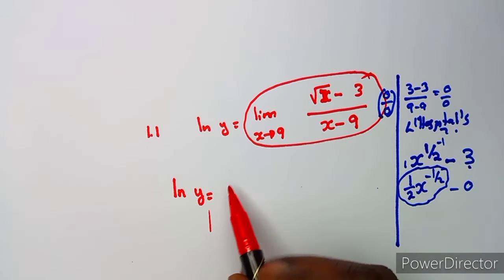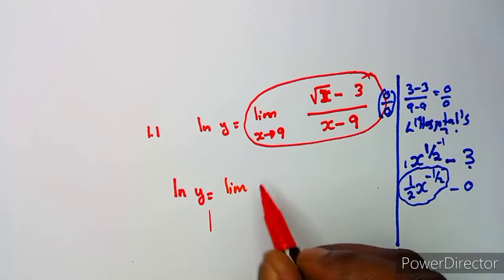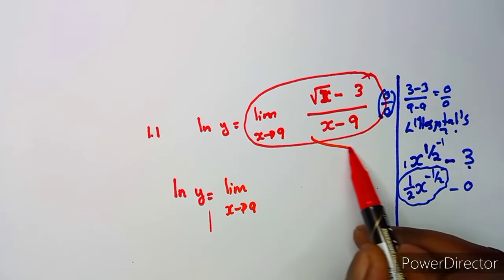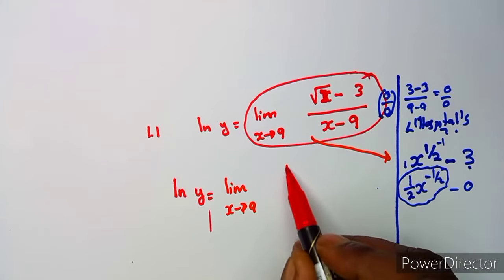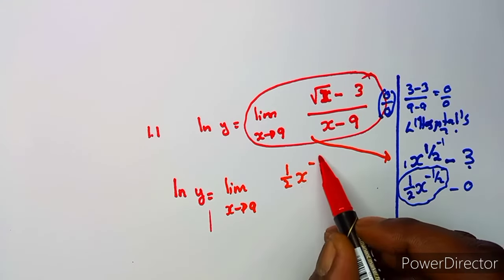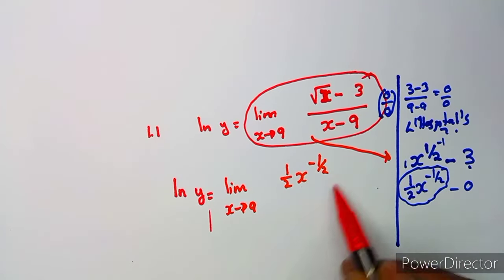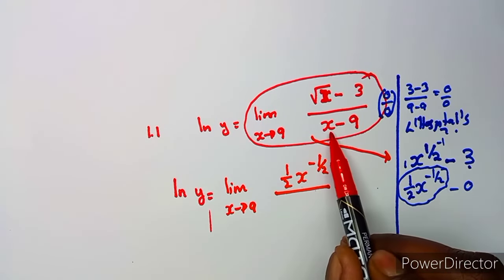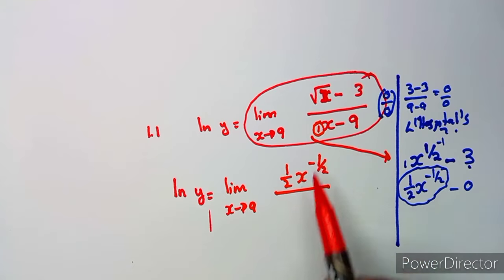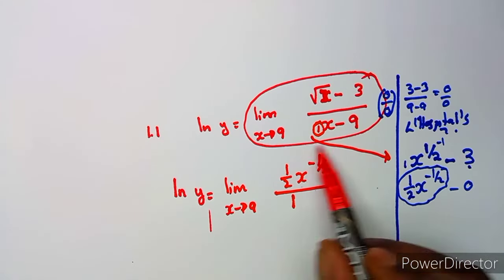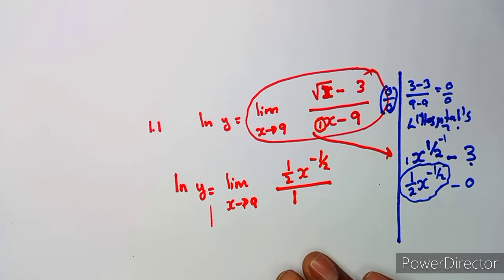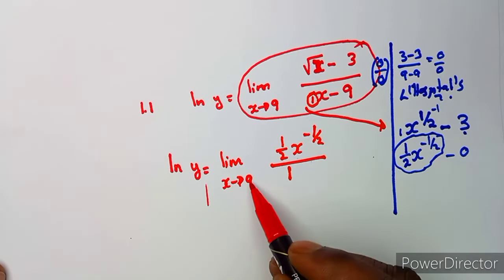Alright, so this is going to be equal to the limit as x approaches 9. So we have applied the L'Hospital rule here, which is a half x to the exponent of negative half, minus 0, which is just like that. Over what am I going to obtain in the denominator here? The derivative of x is 1 minus 0, and 1 minus 0 is what? It's just 1. So this is what I'm going to have.